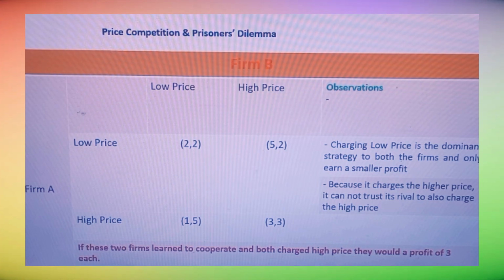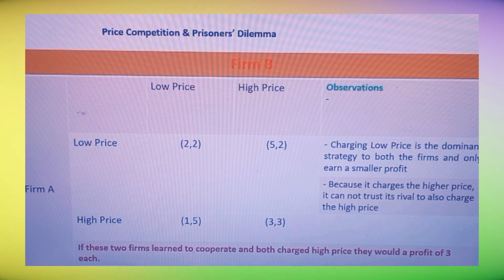The strategies here are whether to keep a low price or a high price. If firm A keeps a low price and firm B also keeps a low price, the payoffs are 2 and 2. If firm A keeps a high price and firm B keeps a low price, the benefits are higher for firm B, and firm A will be the loser. But firm A doesn't know whether firm B will keep a high price or a low price. If both are allowed to cooperate, the best choice is to keep high prices. The gains are 3 and 3.